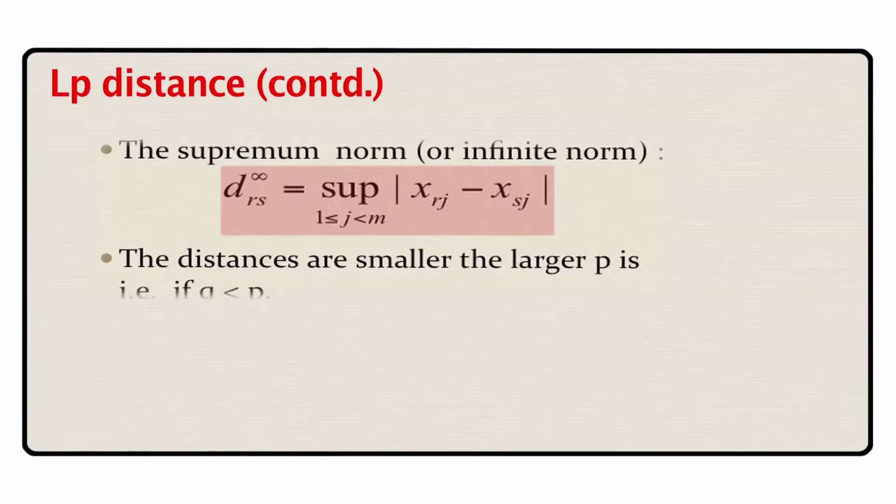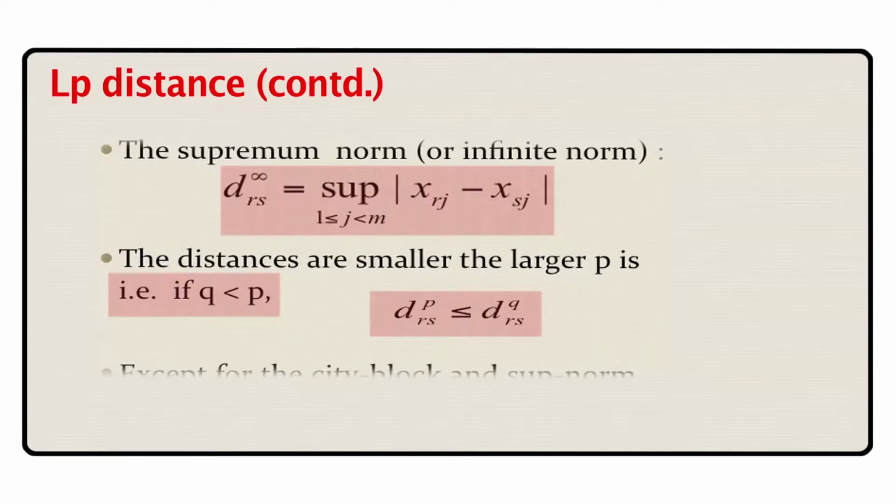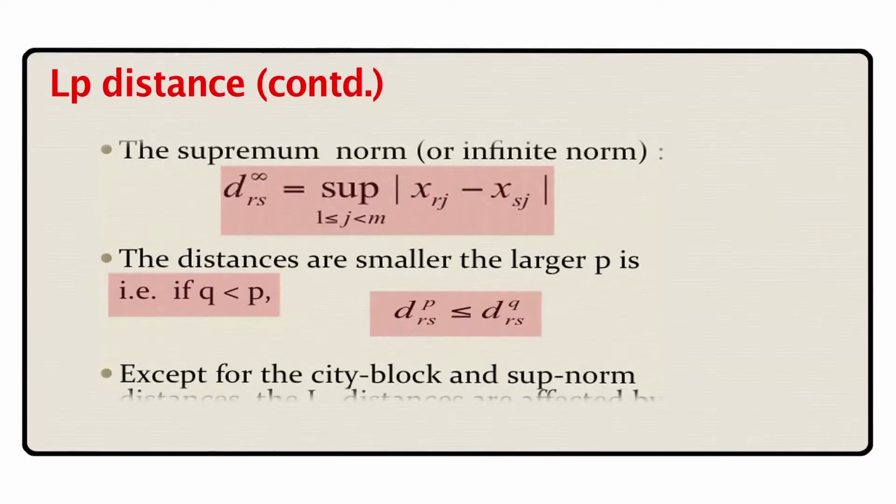Now you can also see that the distances are smaller the larger the value of p is. That is, if q is less than p, then D_rs(p) is going to be less than or equal to D_rs(q). And this we have observed for the city block and the Euclidean distances. We saw that the Euclidean distance with p equal to 2 is shorter than the Manhattan distance with p equal to 1.